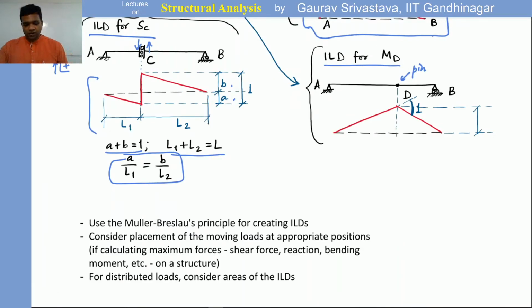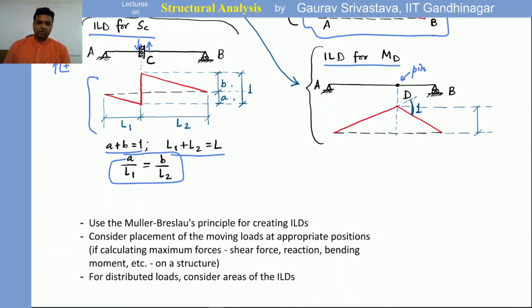So this is how we can use the Mueller-Breslau principle for creating ILDs, and the good thing is that it will work for all types of systems. It need not be a determinate system. For indeterminate systems also, we can use that.